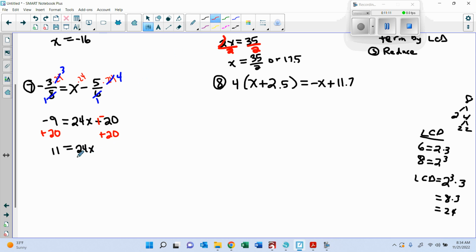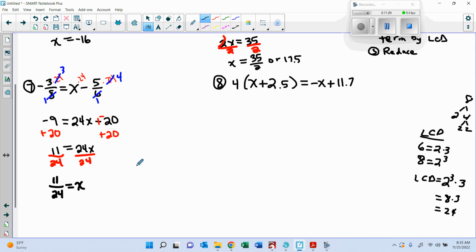Now I'm going to divide both sides by 24, so I can get a 1x. And then remember, I don't need my calculator. It's 11 over 24. Just leave it. And then 24 over 24 is 1, so I get 1x.